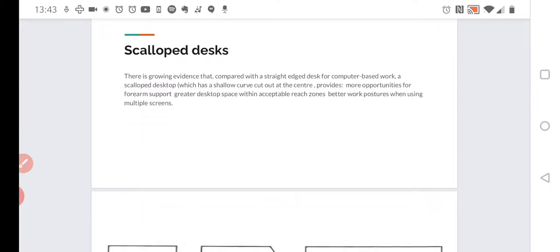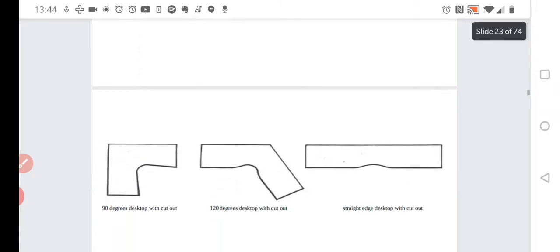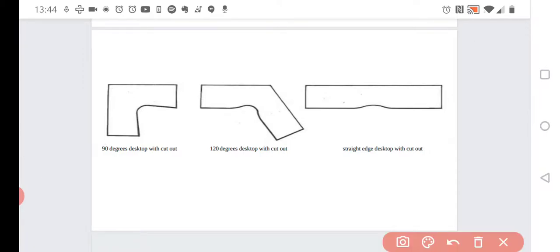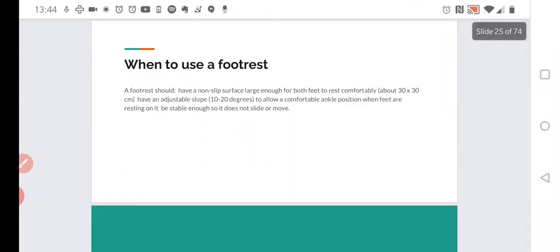Scallop desk. There's growing evidence comparing it with the straight desk for computer-based work. A scallop desk, which has a shallow curve, provides more opportunities for forearm rest, for forearm support, greater desk space within acceptable zones, and better work postures when using multiple screens. Yes? So this scallop desk generally is a bit better. As you can see, there are different designs for such scallop desks, but in all of them more of the space is available to the sides of the work.